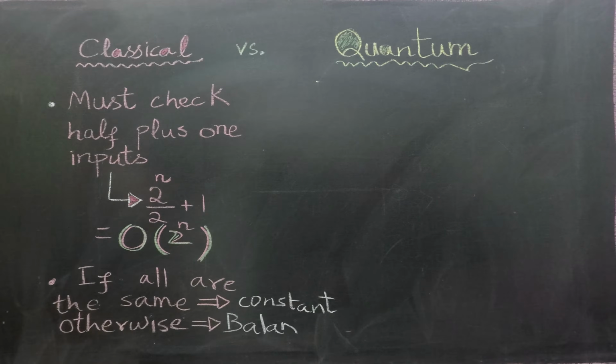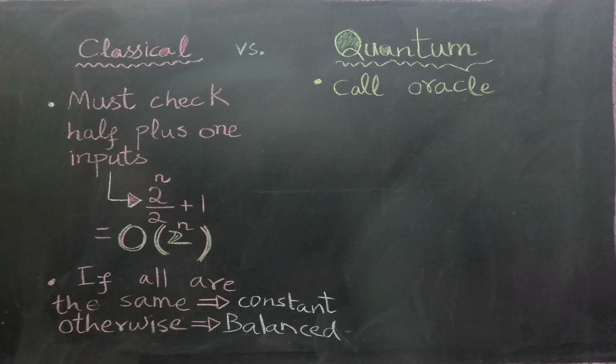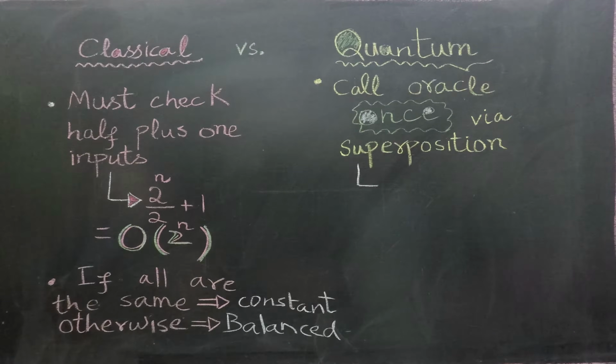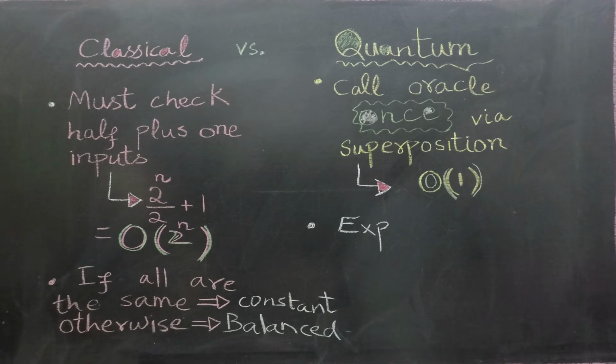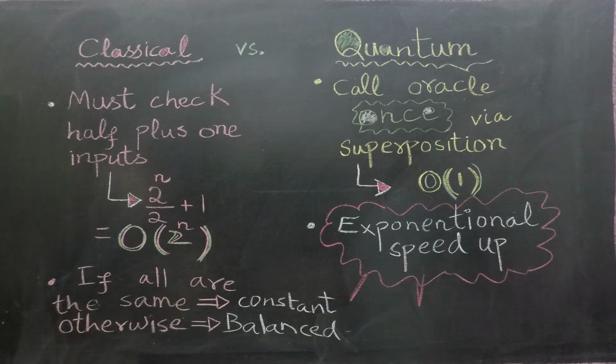In contrast, on a quantum computer, we call the oracle only once. This is due to the magic of superposition. Thus, on a quantum computer, we are able to solve the same problem in big O of 1 time complexity. This represents an exponential speedup compared to the classical approach.